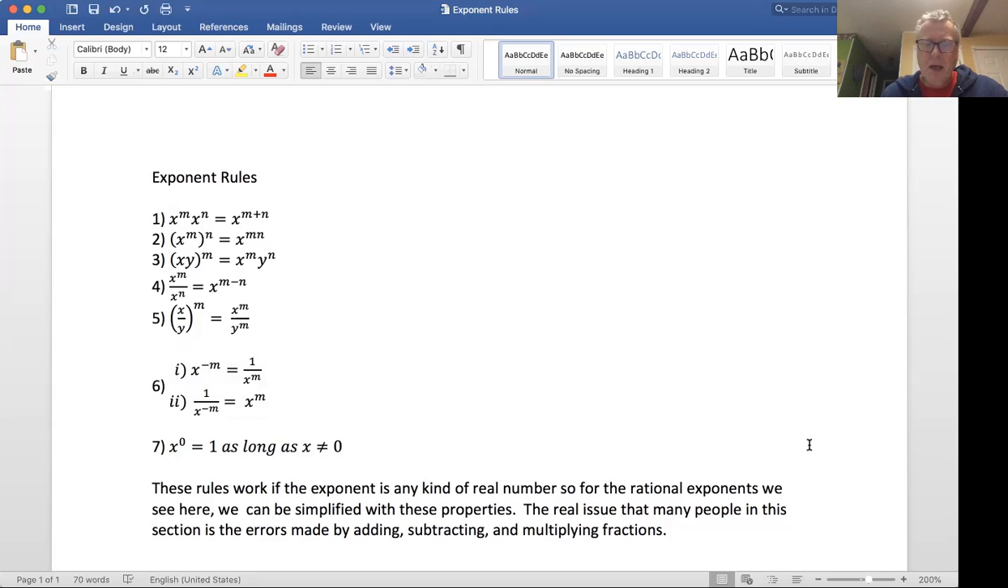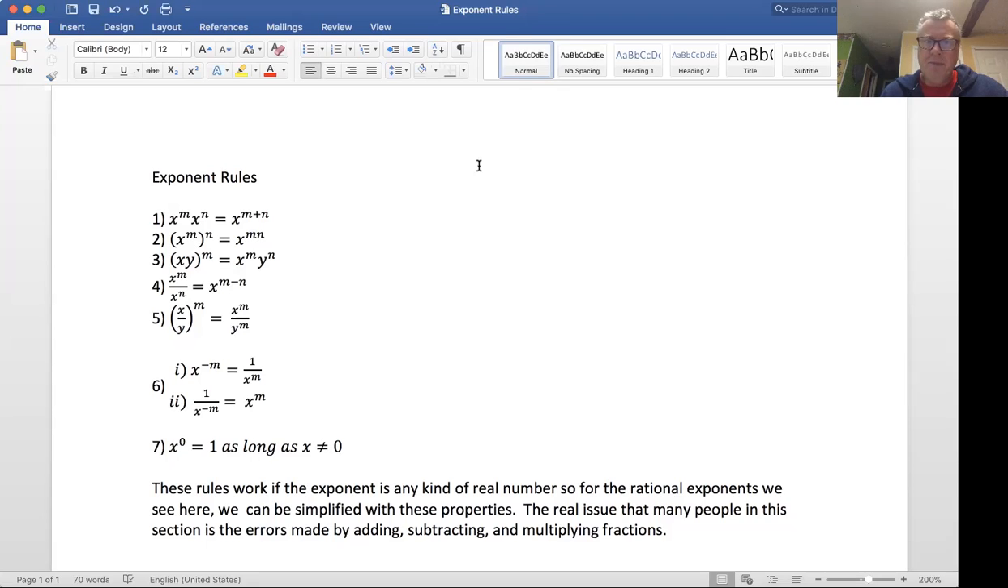Okay? Even fractions as exponents. So really, we're just applying these rules like we did before. Before, though, we had integer numbers. So adding 2 and 3 together is a little bit more straightforward for some people than adding 1/2 and 3/4 together. Okay? So that really is the real issue here for most people.